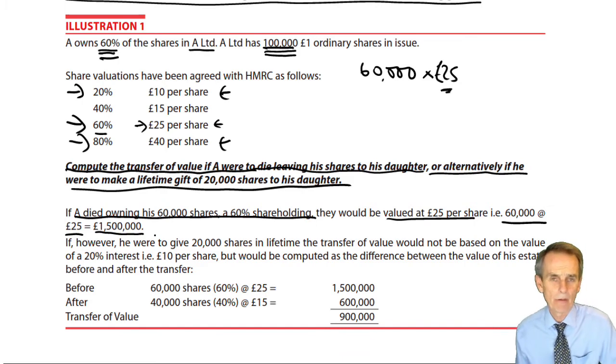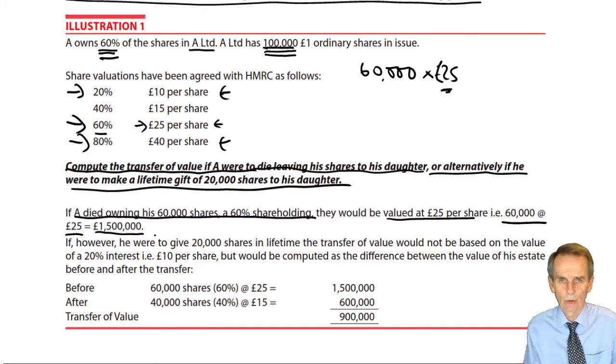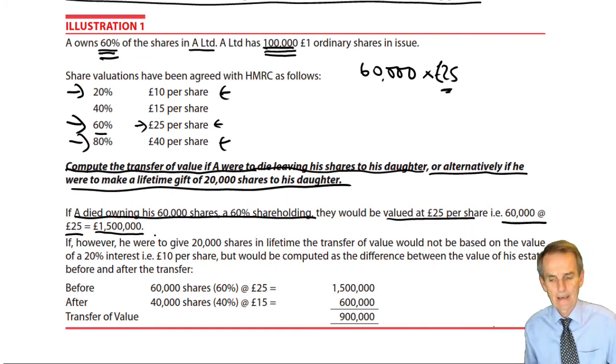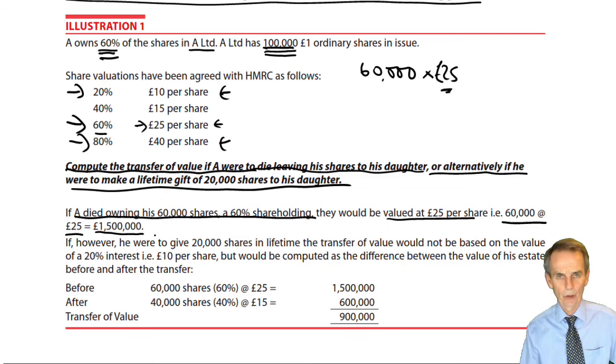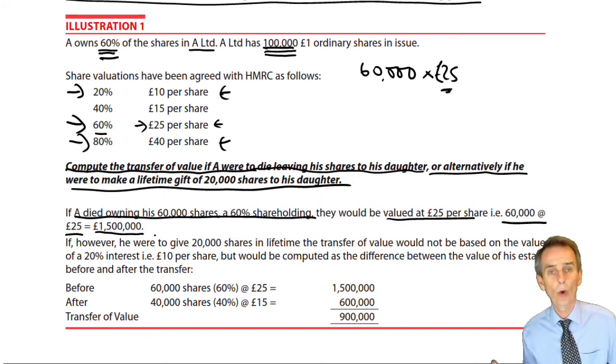And that simply reaffirms what your probable original thought was. Well, there you go, 60,000 shares. The share price, what they're worth, is £25 per share. And on that basis, therefore, it's 1.5 million. All of the shares were being gifted. And it's simple because what did you have before? All of your 60,000 shares, what were they worth? What did you have afterwards? No such shares, worth therefore nothing. So it was the full value.